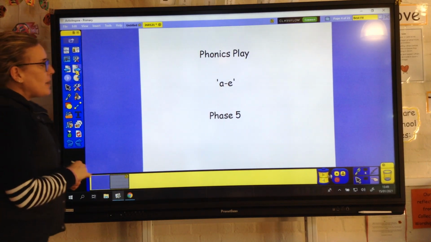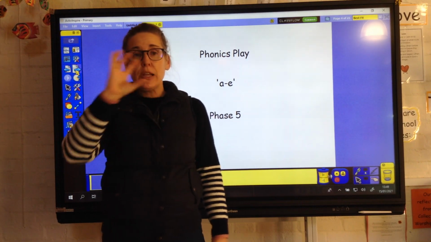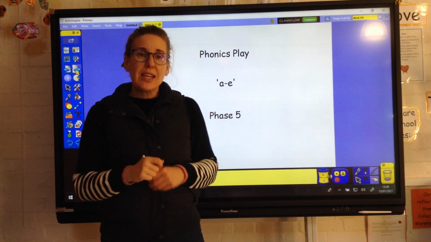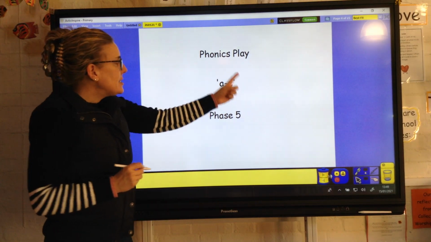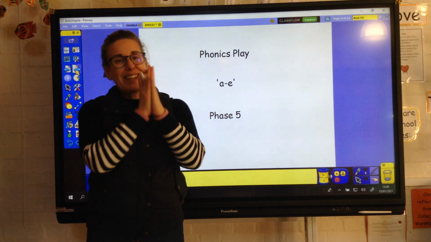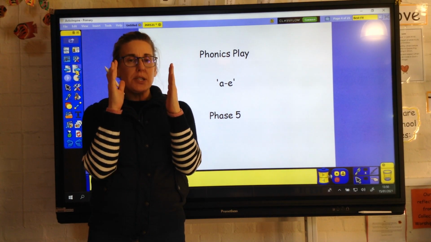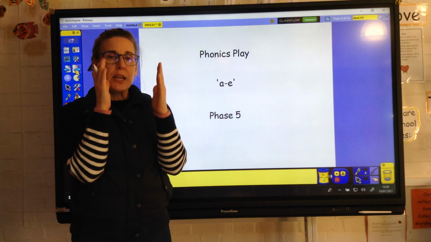Now our sound for this week, we are revising the long A sound. Yesterday we looked at the AI, which tends to come in the middle of words. Today we are looking at the split vowel digraph. That's when we had an A and an E that were joined together and a naughty little consonant comes in between them and splits them apart.